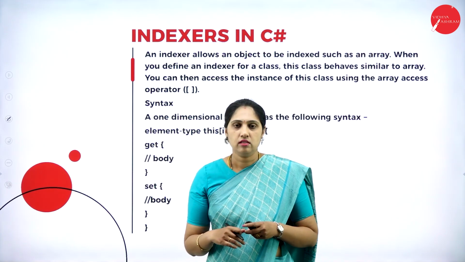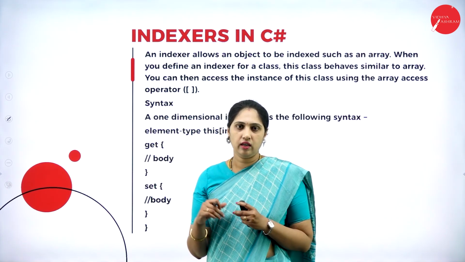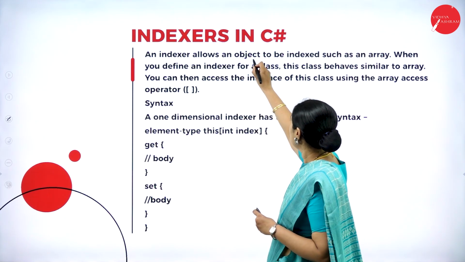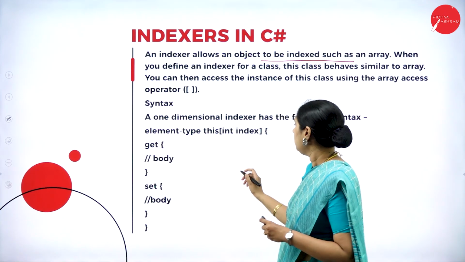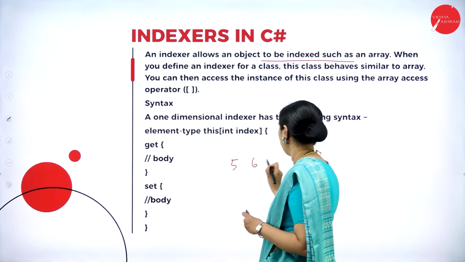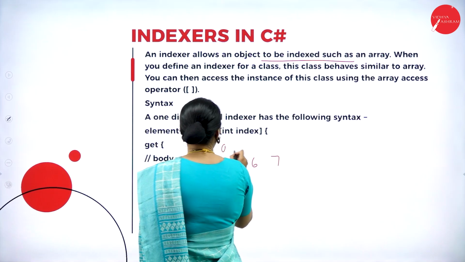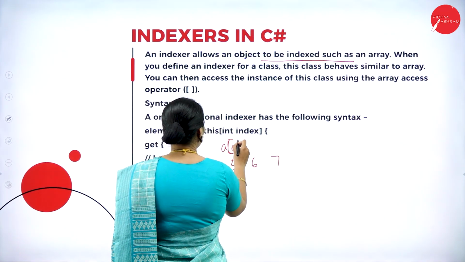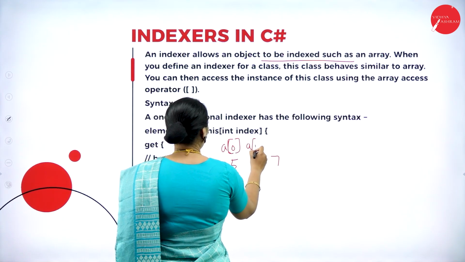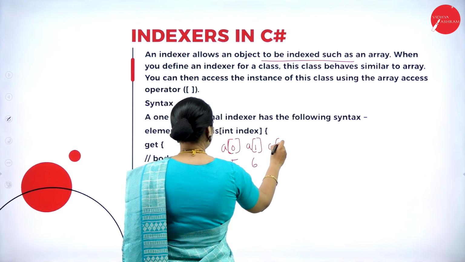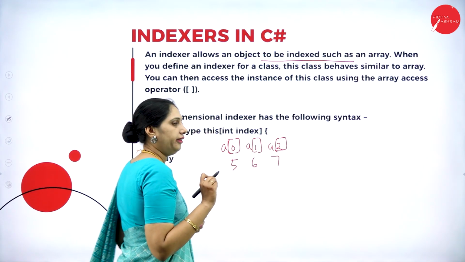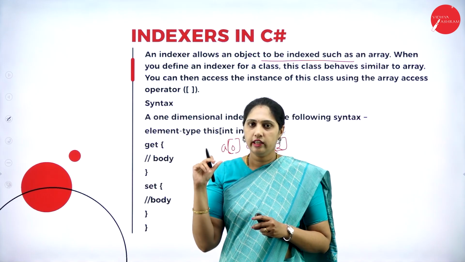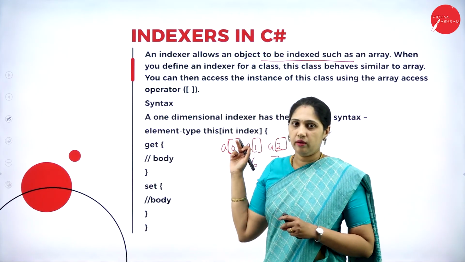Next is indexers. You are very familiar with arrays. Then what are indexers in C#? See, indexers allow an object to be indexed. You have array elements, say 5, 6, 7. If I take array A, then my index will start with 0. We write in square brackets A of 1, A of 2. So this is the index. Similarly, we can index an object. That we call indexers in C#.